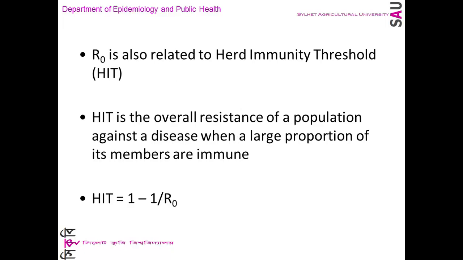Moreover, R0 is also related to herd immunity threshold, that is HIT. HIT is the overall resistance of a population against a disease when a large proportion of its members are immune, and HIT is equal to 1 minus 1 by R0. So, from the R0 we can calculate the herd immunity threshold.